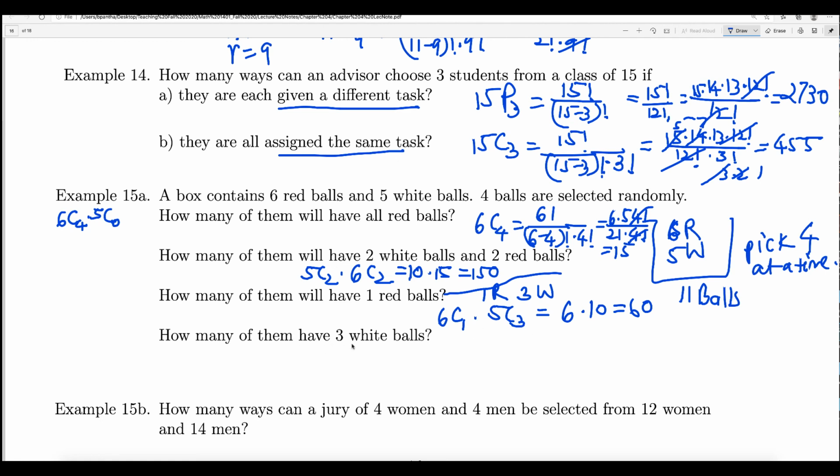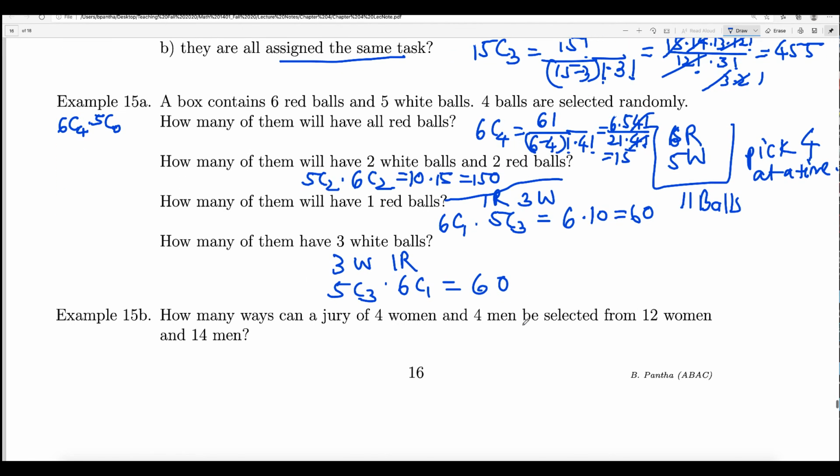So how many of them will have 3 white balls? You are picking 4 at a time. 3 white balls means 3 white and then 1 should be red, right? So how do you do that? It will be 5C3, because there are 5 total white balls and you are picking 3, and then times 6C1, exactly the same thing, so it will be 60. Okay, so this is how you do it. If you are picking more than 1, you need to use the combination, and if you are selecting from 2 different categories, you need to multiply the results from each of those categories.